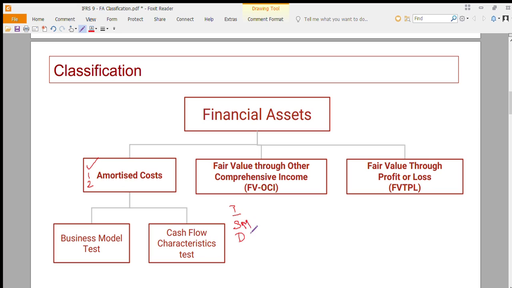Finally, after I walk you through all the three categories, let's look at two examples. One, debt instruments, and two, equity instruments. Let's see when a debt instrument can be classified under these categories and what will be the impact. Similarly, let's also look at when an equity instrument can be classified under these three categories and what will be their impact. Let's move on.